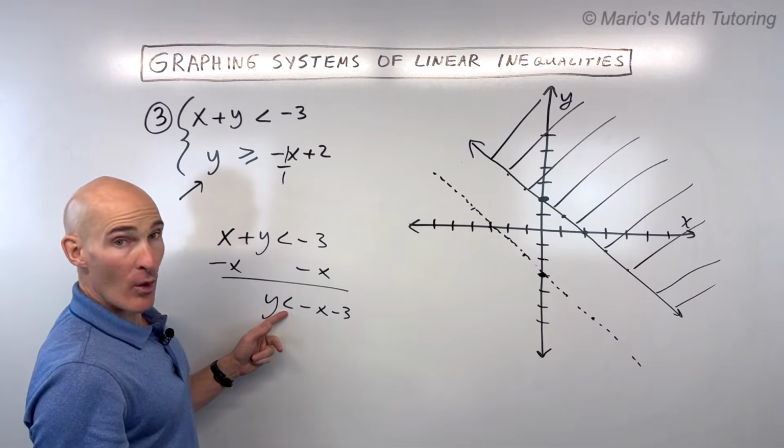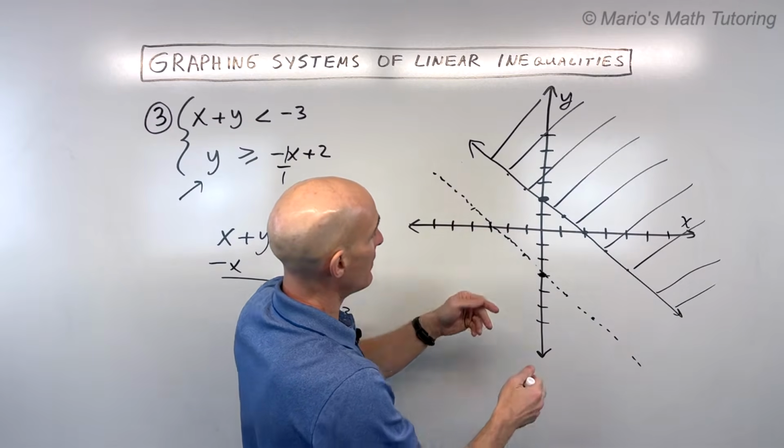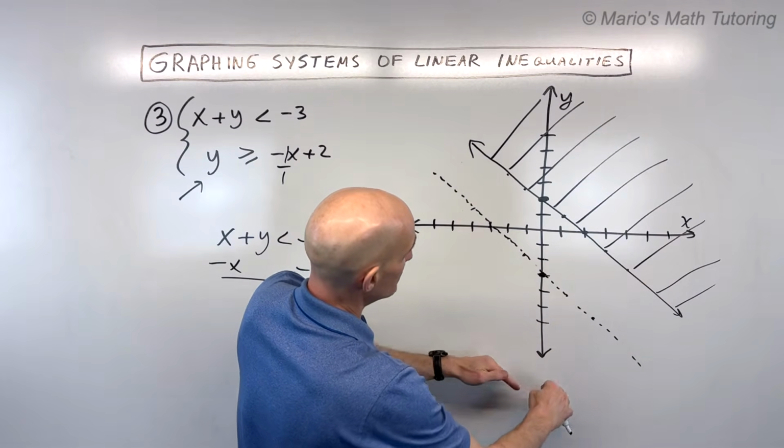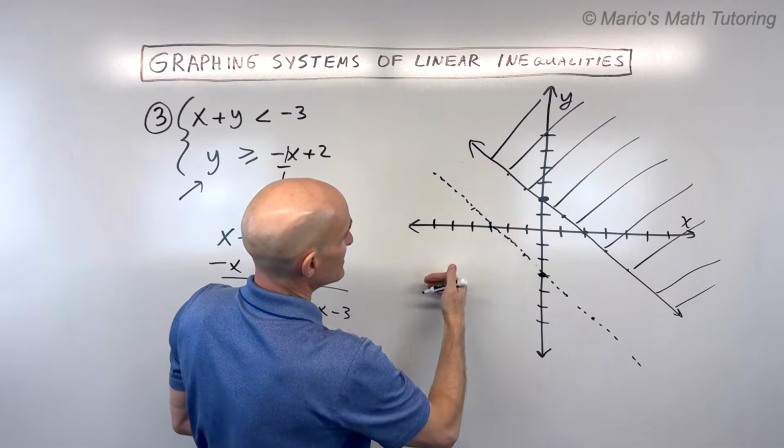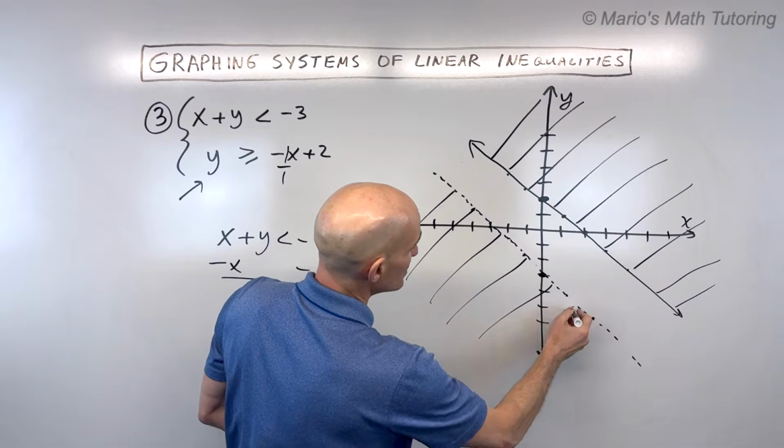And the y is by itself. If it's less than, we're going to shade below the line. If it's greater than, we're going to shade above. So less than would be straight down, okay? And that means they're on this side of the line. So I'm going to draw lines that are perpendicular just to help me with the shading.